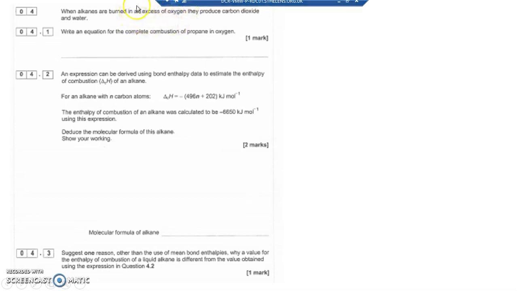Anyway, there's an excess of oxygen, so it's going to make carbon dioxide and water. Complete combustion rather than incomplete combustion. Propane. What's propane? C3H8. It's got single bonds, so the general formula CnH2n+2. 3 carbons in propane. Double it, add 2, is C3H8.